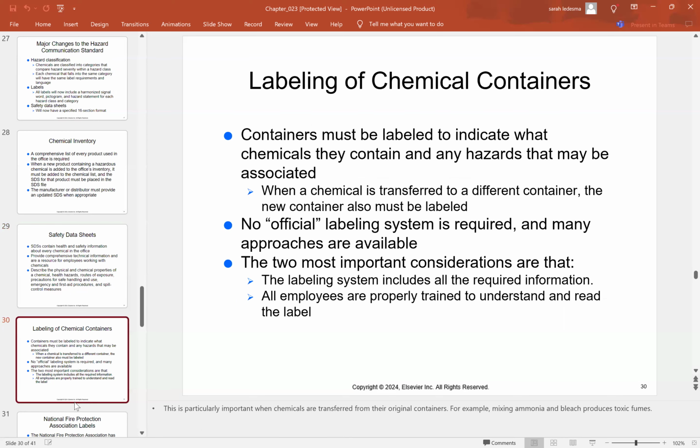Containers must be labeled to indicate what chemicals they contain and any hazards that may be associated. No official labeling system is required, and many approaches are available. The two most important considerations are that the labeling system include all the required information and all employees are properly trained to understand and read the label.